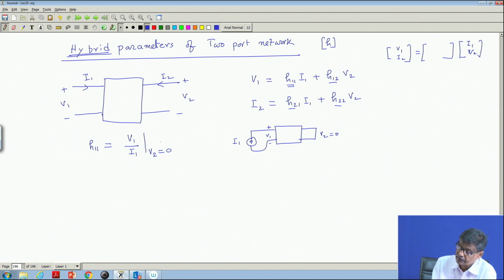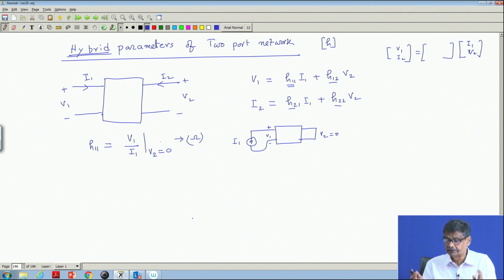Then V 1 by I 1 is H 11 parameter. It will have a unit of ohms, V 1 by I 1, voltage by current. Is it equal to the driving point impedance of the Z parameters? That we will see and you can easily ascertain, but let us keep.